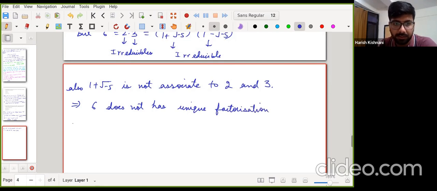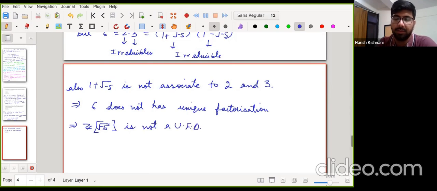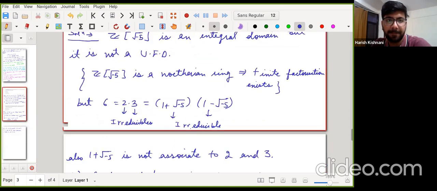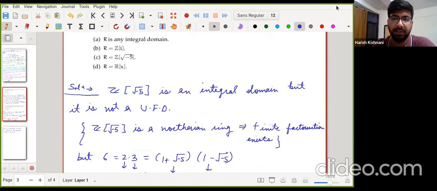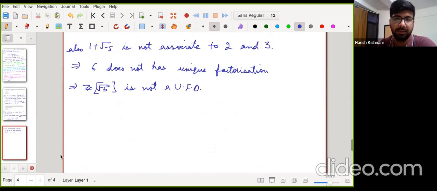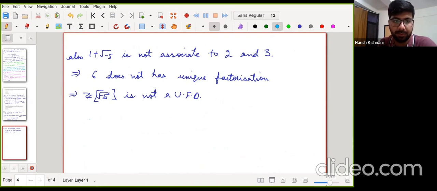This implies this is not a UFD. Okay. So the third option is not correct. A and third are not correct. So A and C are false.